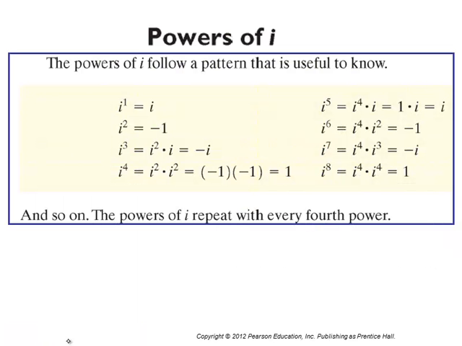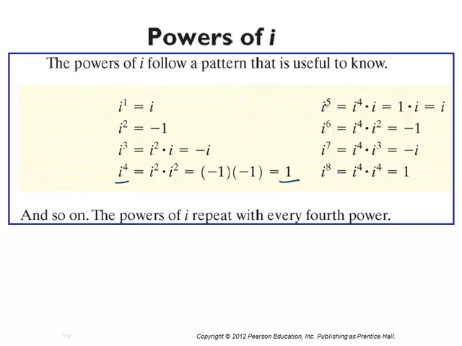Now let's talk about taking powers of imaginary numbers. We know that i squared is equal to negative 1. Now, i cubed is equal to i squared times i, but i squared is negative 1, so you have negative 1 times i. Now, i to the fourth power is equal to i squared times i squared, which is negative 1 times negative 1, which is 1. So i to the fourth power is equal to 1. That's important to know.